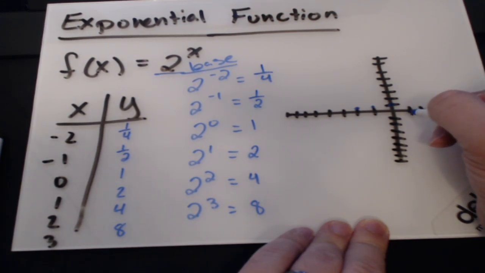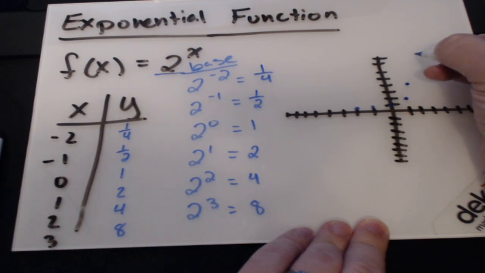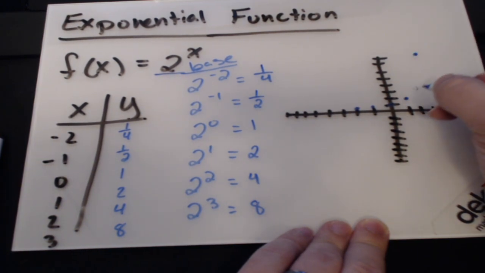Sorry, where was I at? Yeah, 0, 1, 1, 2, 2, 4, 3, 8. Should be like right here.